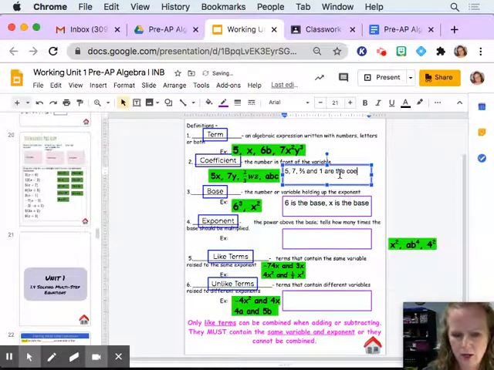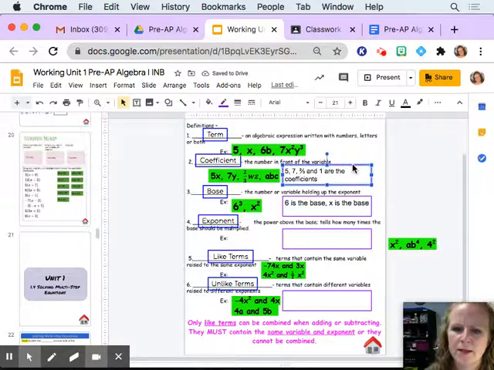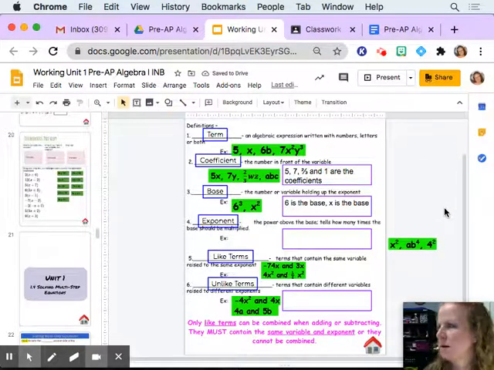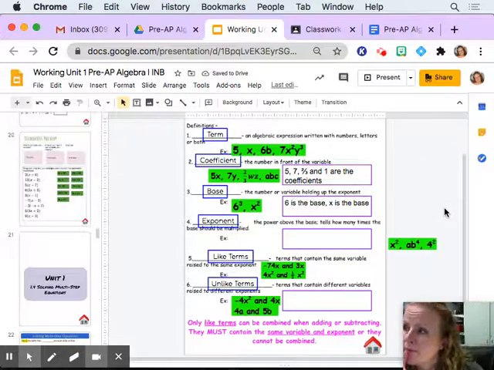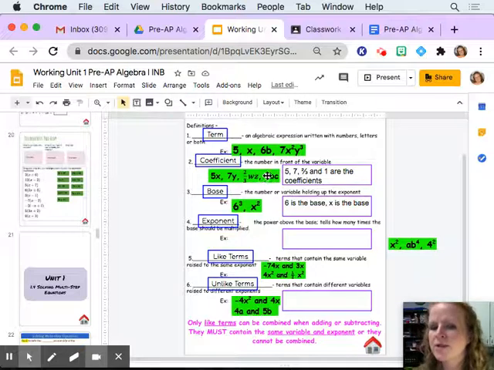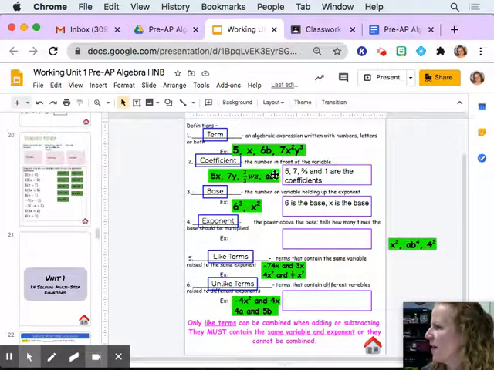Are the coefficients? Yeah, I'm going to make it a little bit bigger. How do you say that? If there's nothing in front of a, b, c, if there's nothing in front of the variable, then that means it automatically is 1.